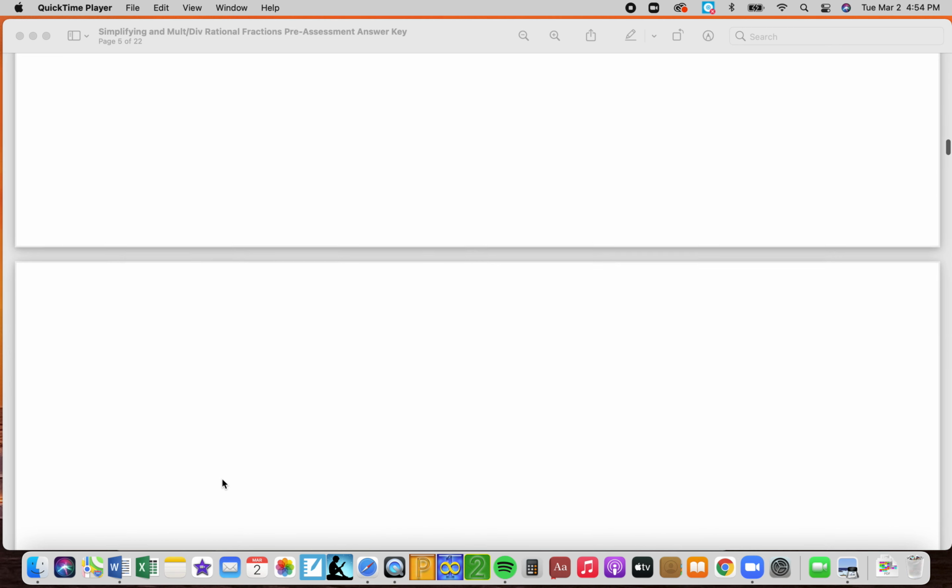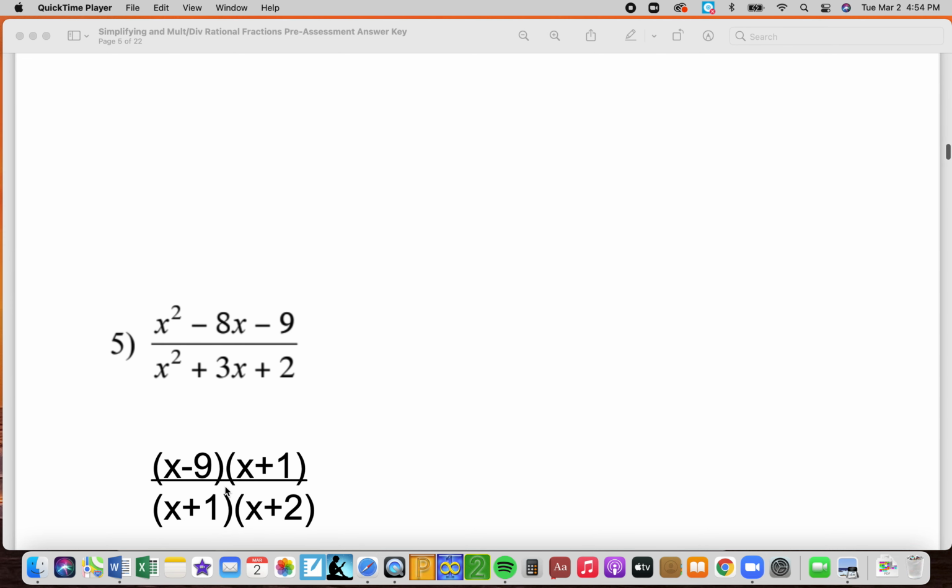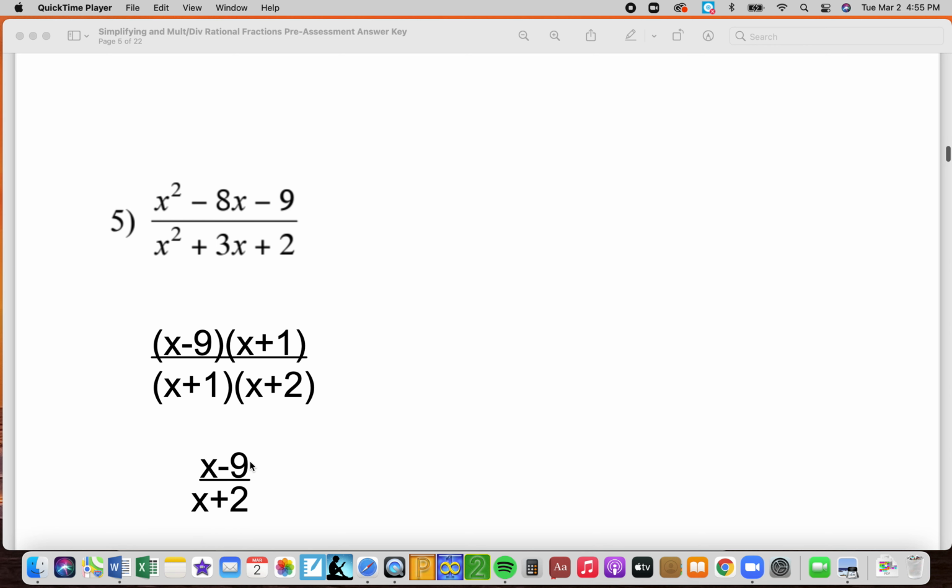Problem number 5. This time we have 2 trinomials. So this is not a binomial square, even though first and third are perfect squares, but again, our second sign is negative, so this is not a binomial square, so we'll do A times C for both the numerator and the denominator. When we factor those, we get x minus 9, x plus 1, and x plus 1 over x plus 1, x plus 2. The x plus 1s will cancel, and that'll leave us with x minus 9 over x plus 2.